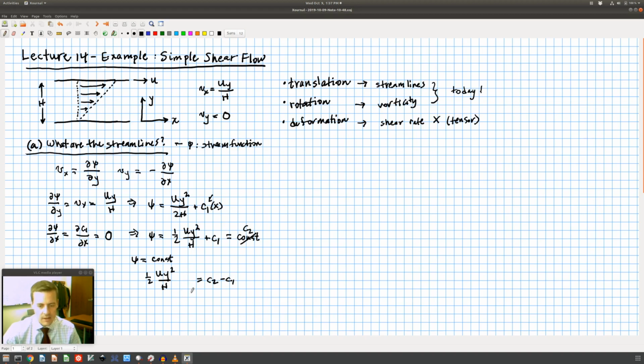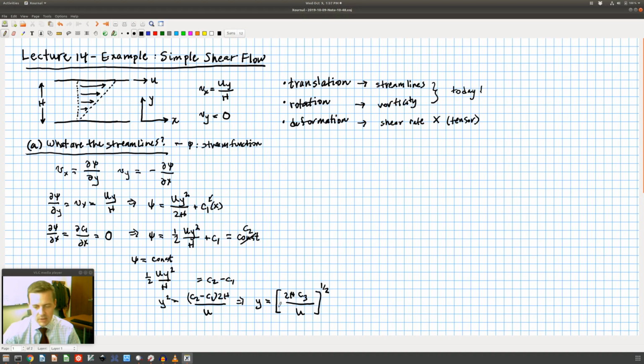All right, and now I look at this and I say I can multiply by 2h and divide by u, so I have y squared is equal to c2 minus c1 multiplied by 2h divided by u. And now to find y finally, I will say y is equal to the 1/2 power of 2h, and I'm going to call this c2 minus c1, that's just some other constant. I don't even care what it is, I get to pick it. 2h divided by c3 over u to the 1/2.